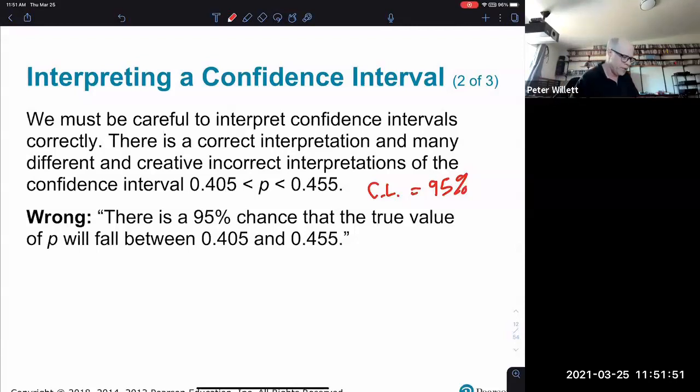So the problem with this statement is that it says P will fall within this range as if P is a variable, and P is not a variable. It's a set value. It doesn't vary from sample to sample. The range varies from sample to sample. Questions, comments, discussions about that?